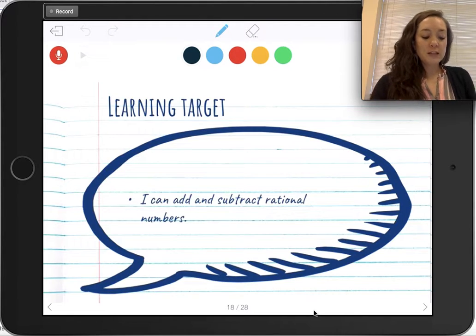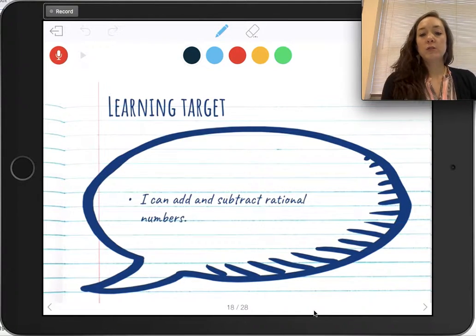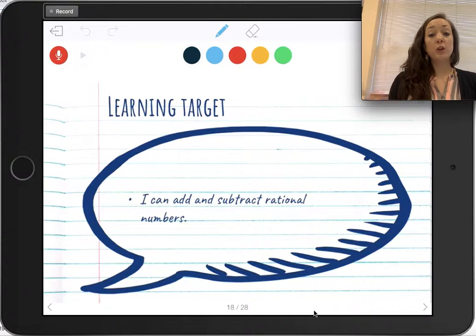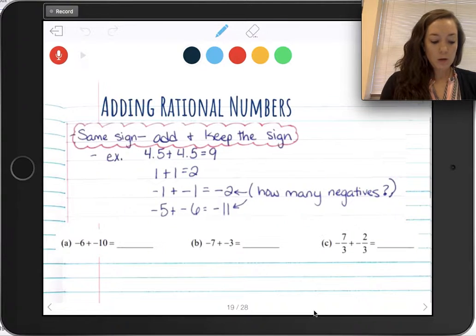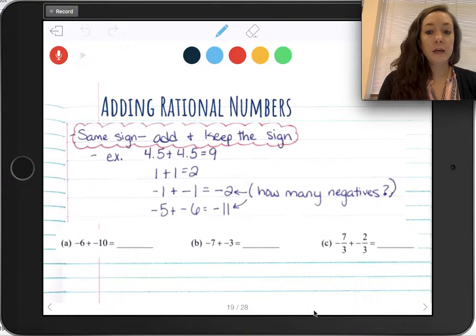Hey math friends, so today you are going to take a quiz just showing me that you know how to add and subtract rational numbers, just very basic. So let's just review very quickly how to do each of these and then that way you can take your quiz.